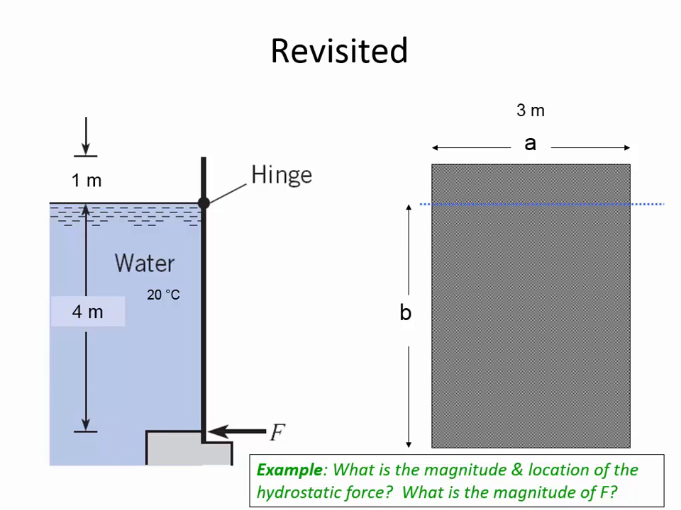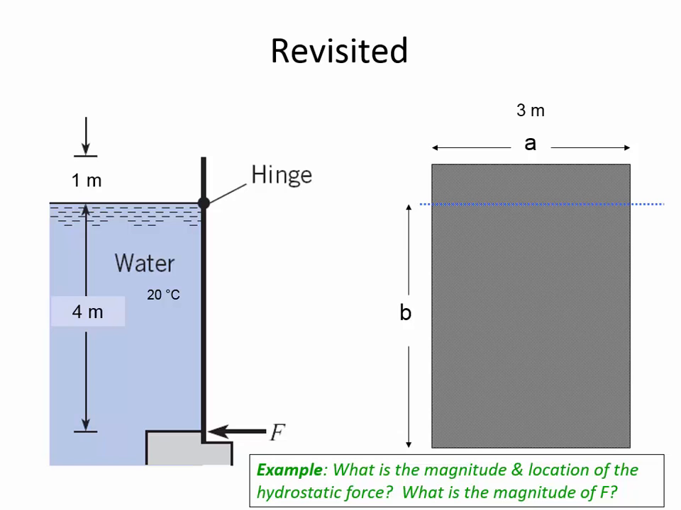Okay, so now back to this example, we found the pressure at our centroid where we're going down 2 meters to get to the delta H. Now three, the hydrostatic force: the force is the pressure at the centroid times the area. We found the pressure at the centroid is 19,580 newtons per meter squared. And we're going to multiply that by the area of 12 square meters. So the total magnitude of the hydrostatic force is 234,960 newtons.